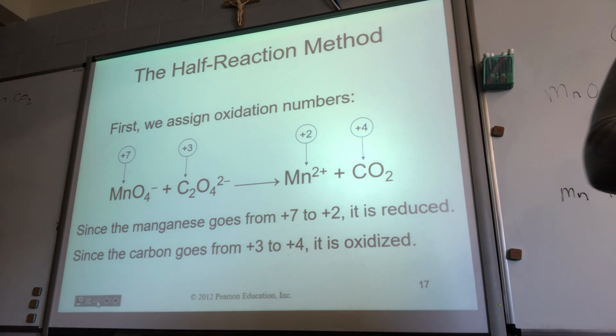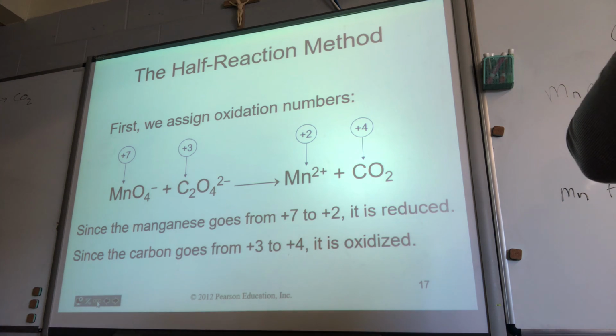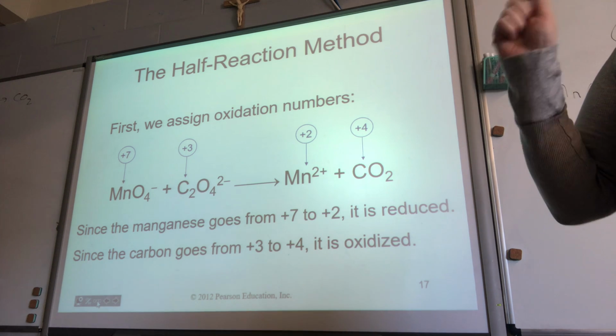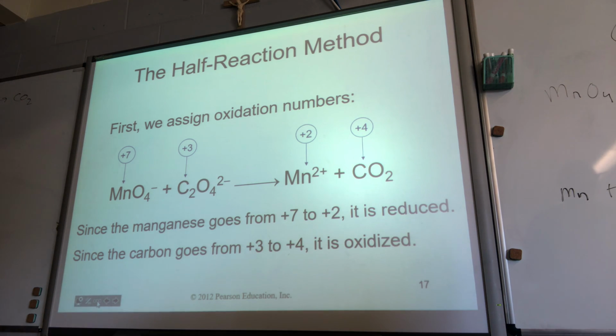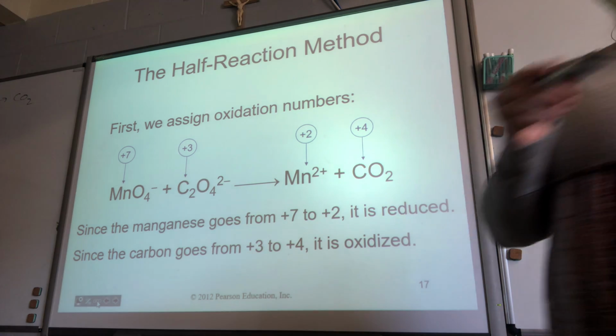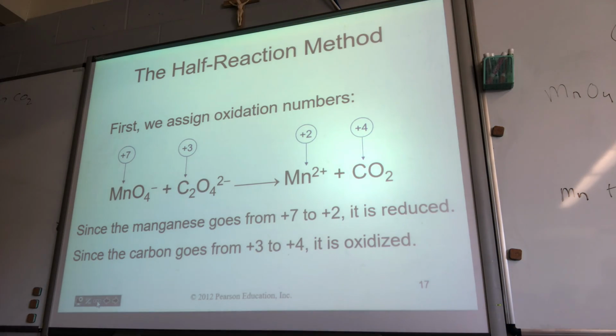All right, what's next on your steps? 3A. The first thing says, balance the numbers of things that are not hydrogen and oxygen first. So how are we going to do that up here? First things first, do we have to do anything to this one? I've got 1 manganese and I've got 1 manganese. Do I have to do anything to change that? No. What about over here? I've got a 2 here. I need 2 carbons.